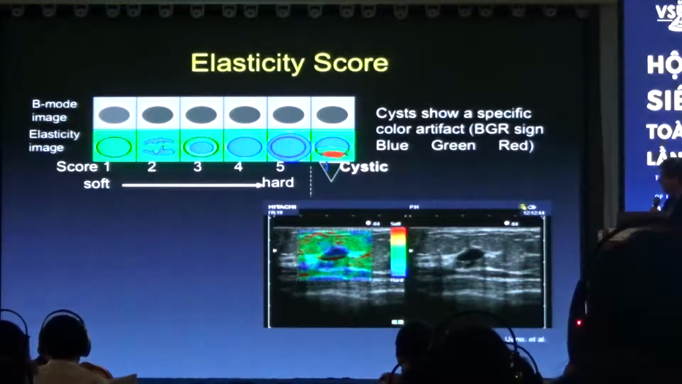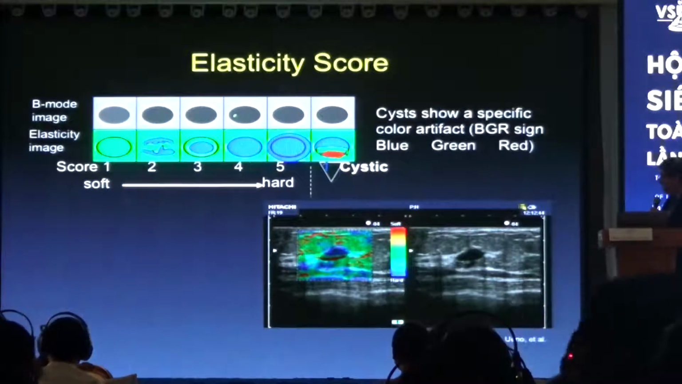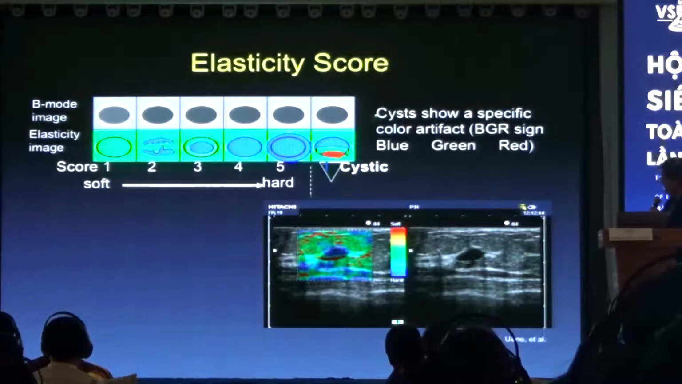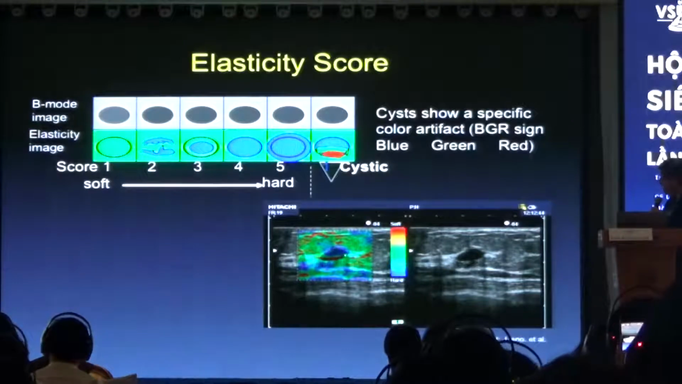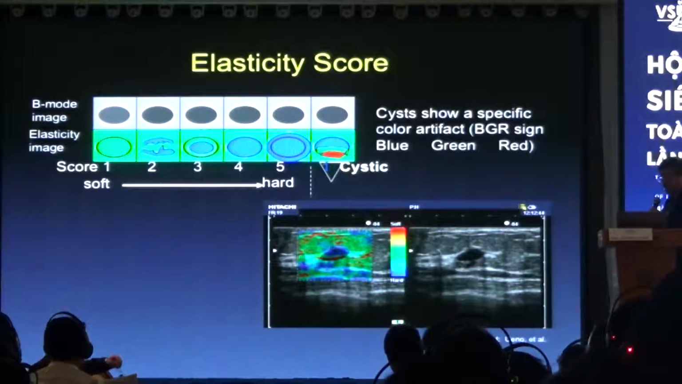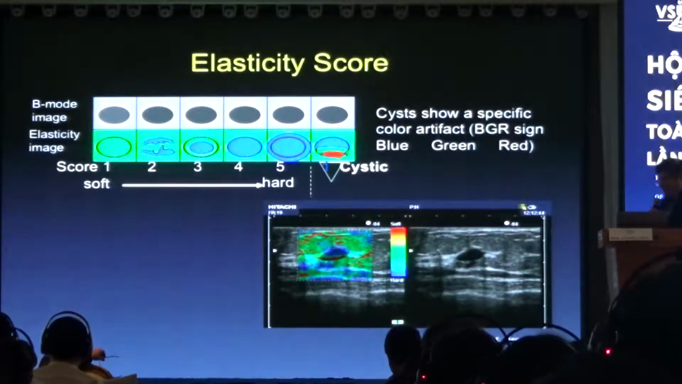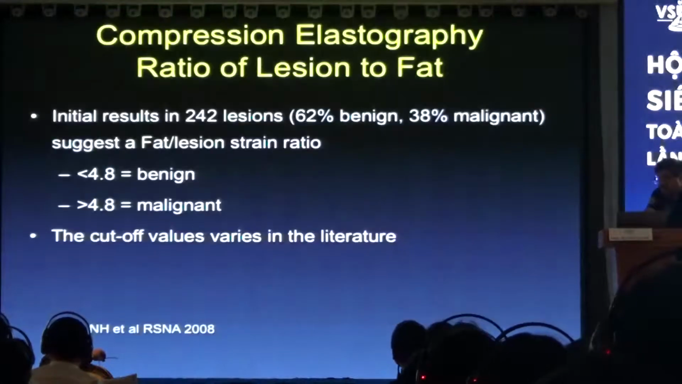So we, in a sense, group 4 and 5 together and say it's a ratio of equal to or greater than 1, and 1, 2, and 3 that the ratio is less than 1. And the bullseye artifact only occurs in the Siemens and Philips machine. All the other vendors have a different artifact. That's the blue, green, red, or BGR sign that you see here. No one has really studied this to make sure how confident we are that it's 100% going to show complex cysts as benign lesions using this artifact.